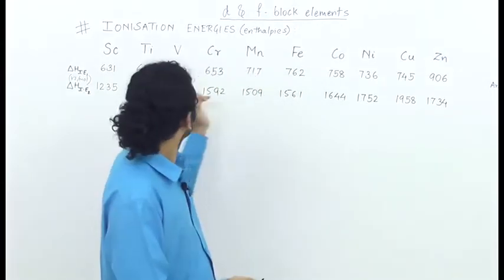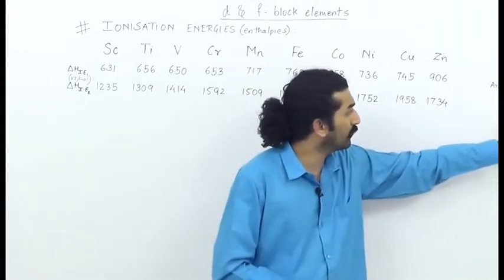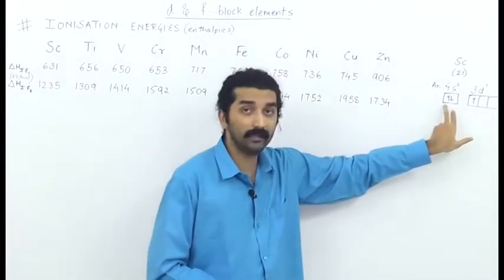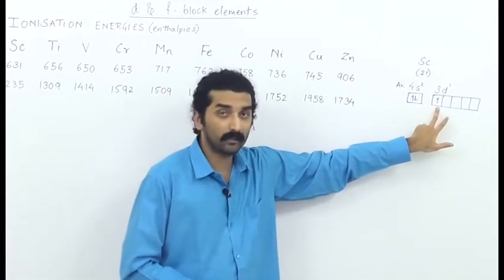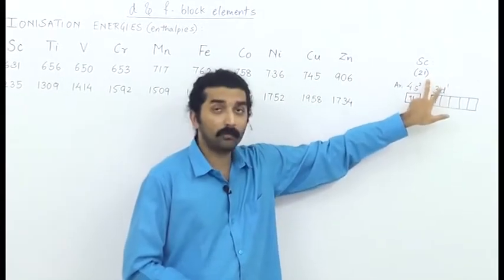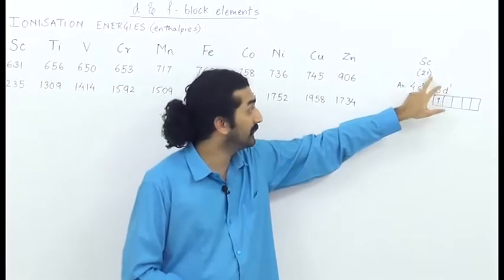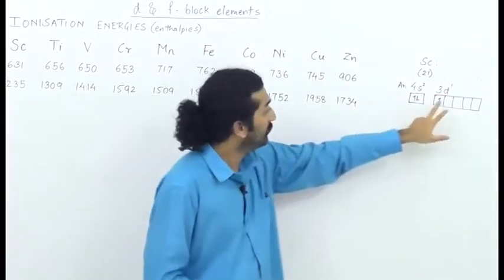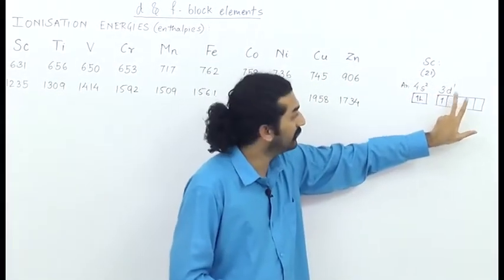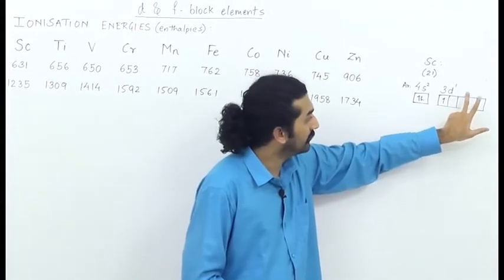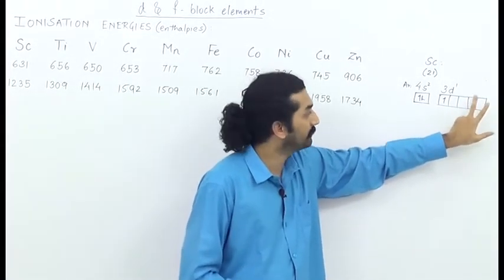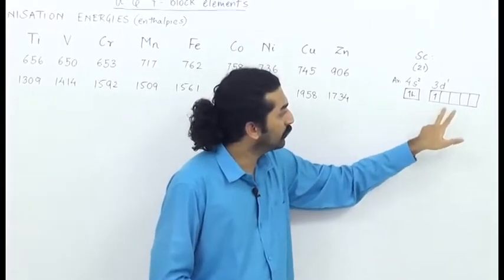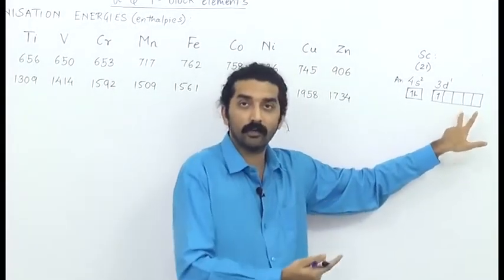As you can see, scandium has only one electron over here, right? Although it has two electrons here, it has only one electron here. When it becomes atomic number 22, which is titanium, we have one more electron here. Vanadium has one more electron here. Then there is chromium with an exception. Then there is manganese, then iron, cobalt, nickel. The second round of electrons get filled.